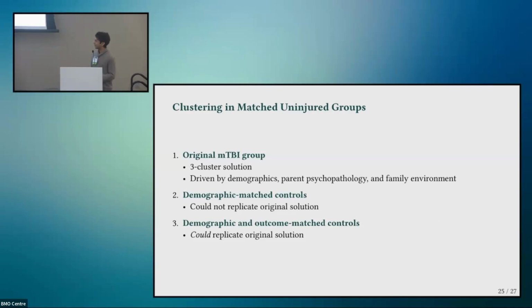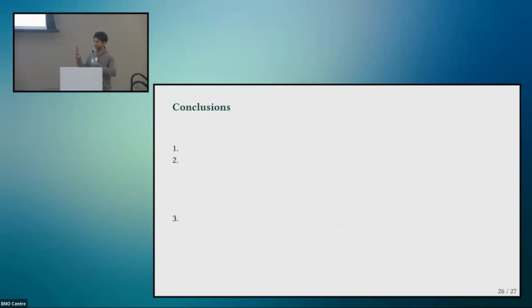MTBI group. However, when we match on both demographics and outcome levels, so now we're looking at this unusual high impairment subpopulation of the uninjured kids, now we do see qualitatively a cluster solution that was very similar to our MTBI group solution. And so how does this all wrap together?